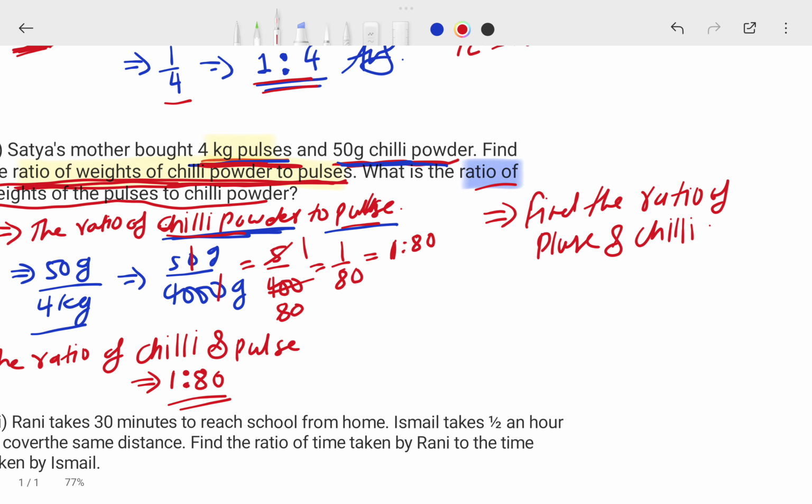So what is first? We have to write the pulse. What is the kg of pulse? 4 kg pulse. This is 4 kg. It is pulse. And what is the weight of chili? Chili weight is 50 grams. Write the 50 grams. So this is chili. Simple.